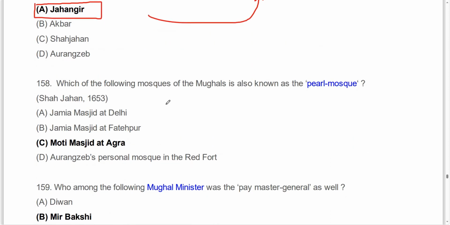Which of the following mosques of the Mughals is also known as the Pearl Mosque? Moti Masjid, Agra, is known as the Pearl Mosque.